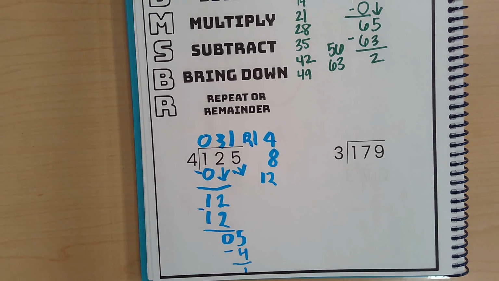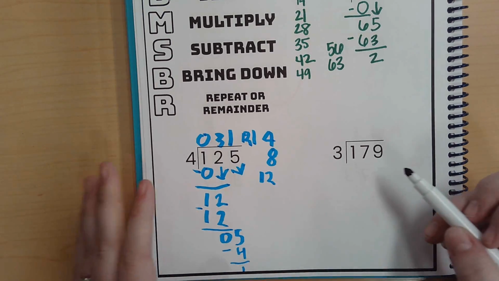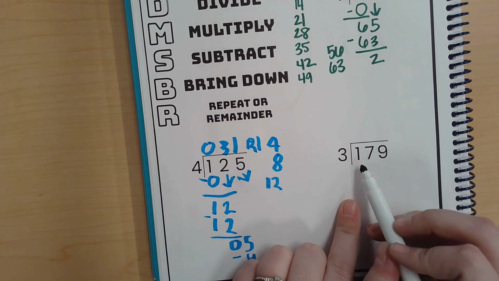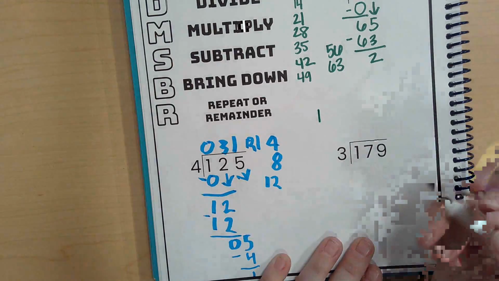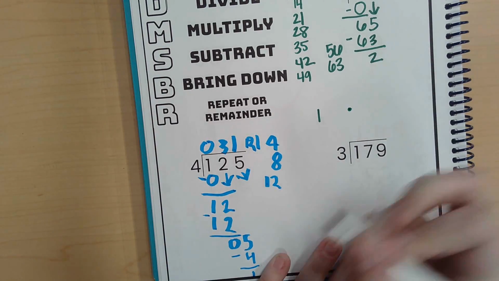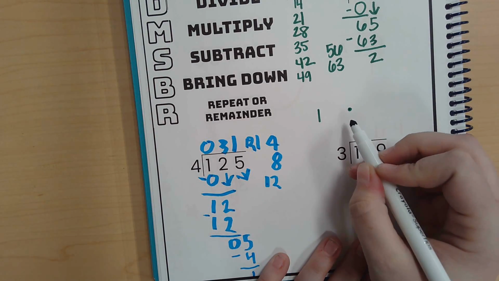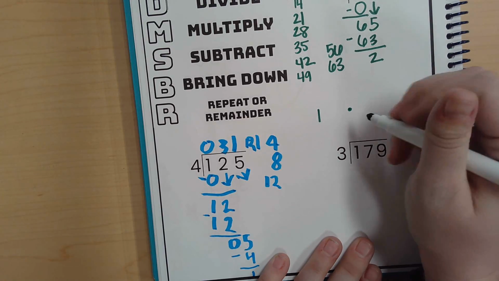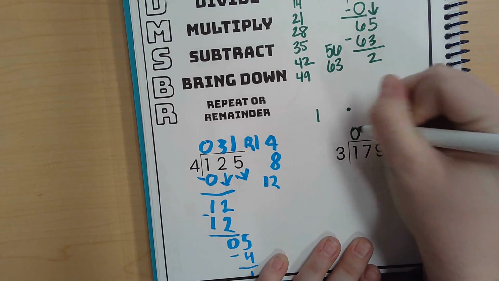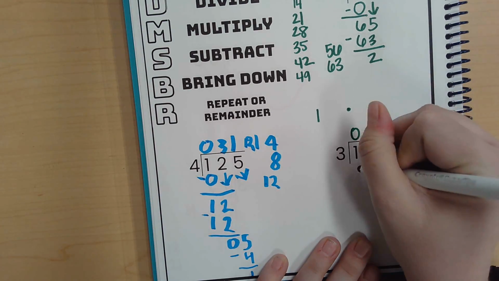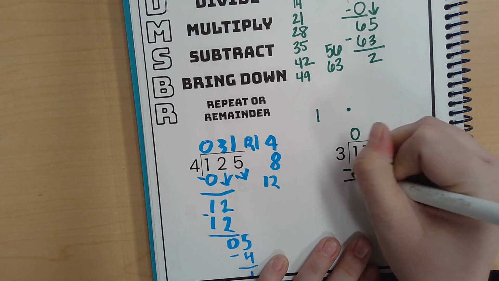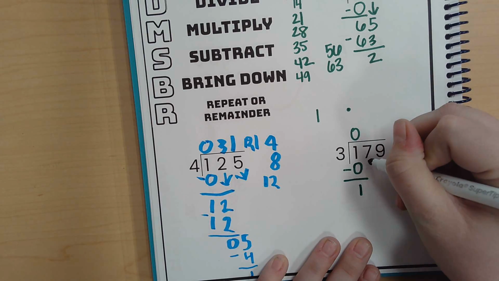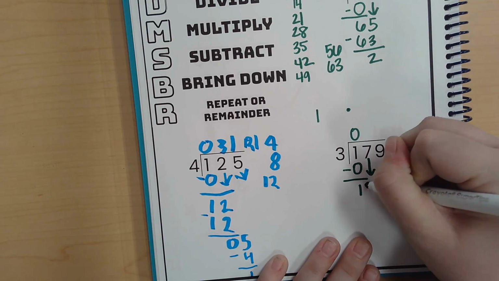Okay, our next one is going to be 179 divided by 3. So 1 divided by 3. We cannot divide, like if we do our dots, we can't divide this into 3 equal groups unless they were smaller than 1 whole. So we're going to put our 0. 0 times 3 is 0. There's our multiplication. We're going to subtract. 1 minus 0 is 1. So now we're going to bring down our 7.